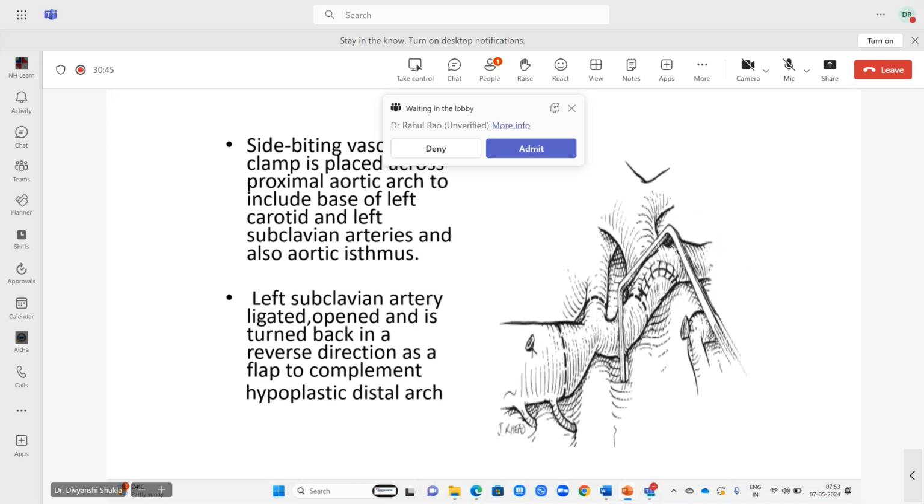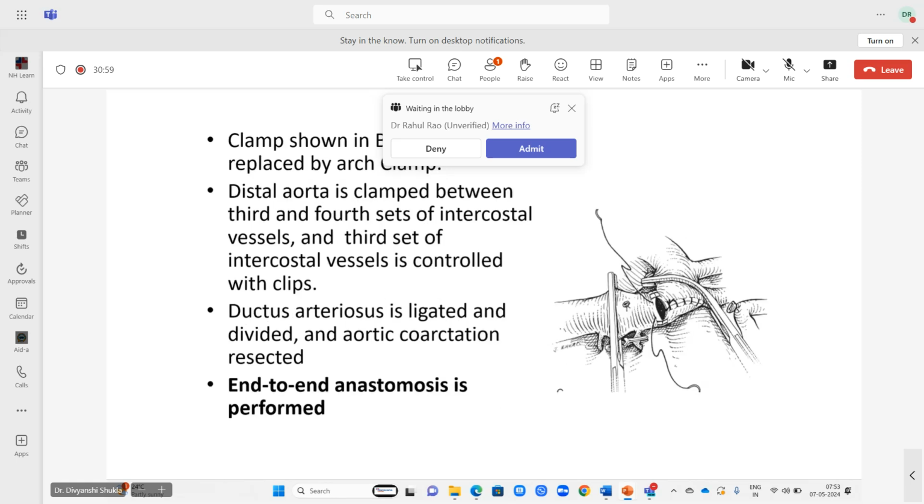A side-biting vascular clamp is placed across the proximal aortic arch to include the base of the left carotid and left subclavian arteries and also the aortic isthmus. The left subclavian artery is ligated, opened, and turned back in a reverse direction as a flap to complement the hypoplastic distal arch. The clamp is removed and replaced by an arch clamp. The distal aorta is clamped between the third and fourth set of intercostal vessels, and the third set of intercostal vessels is controlled with clips. The ductus arteriosus is ligated and divided, the aortic coarctation is resected, and then end-to-end anastomosis is performed.